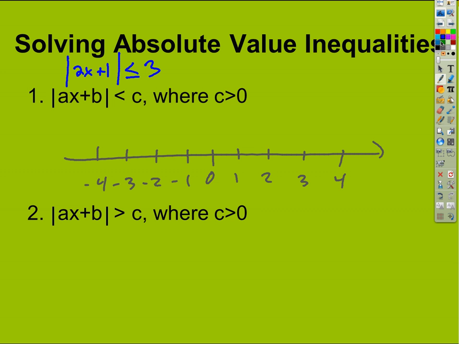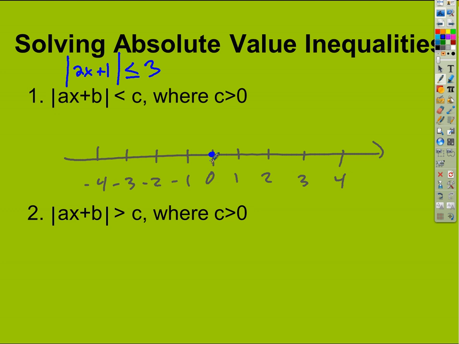Let's try some points. What about x equals 0? Is that going to work? Is that going to make that a true statement? Take a second and think about it. If I plug 0 in for x, is it going to tell me something true? It will, won't it? If I plug 0 for x, 2 times 0 is 0 plus 1 is 1. Absolute value makes it 1. Is 1 less than or equal to 3? It is. So 0 gets graphed.